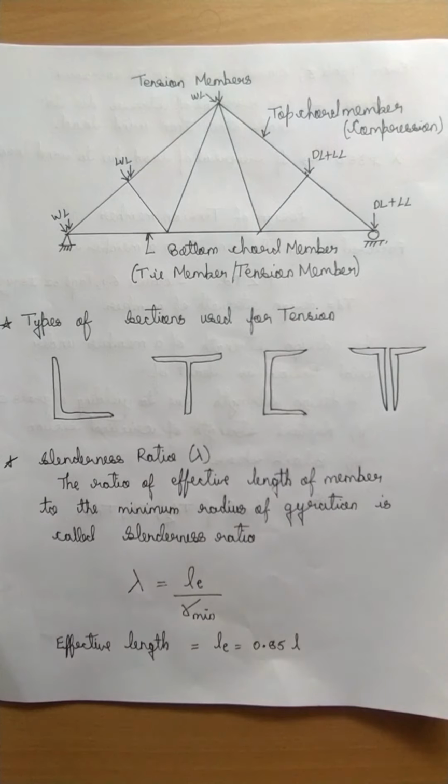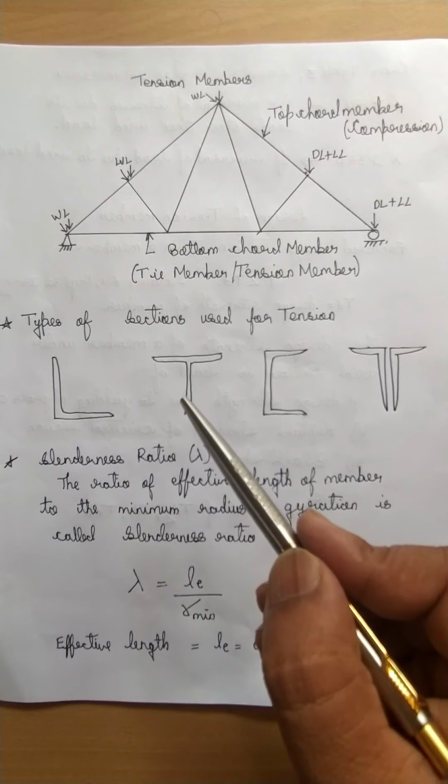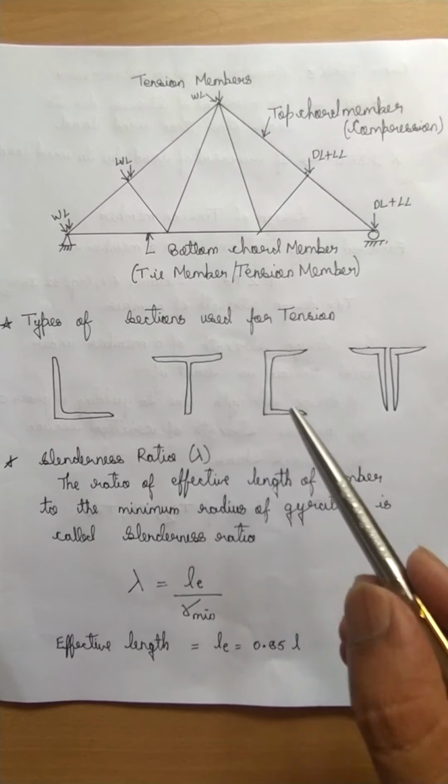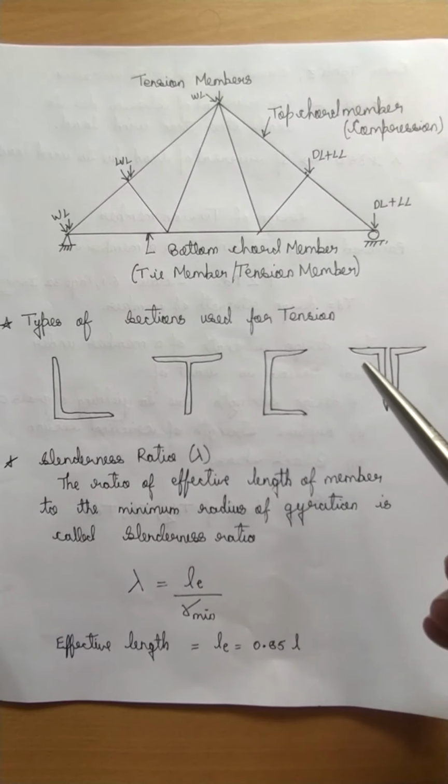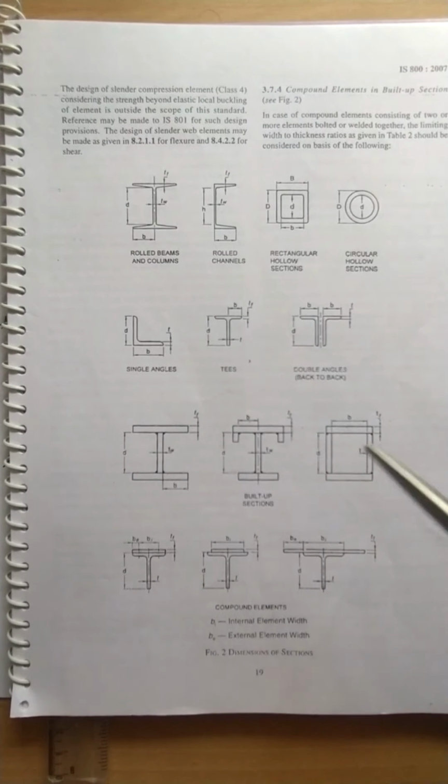Now let us see the first step, that is the types of sections taken for the tension members. There are n number of sections that may be taken. I have drawn a few. Say this is an angle section, this is a T section, this is a channel section, this is a double angle back to back. So these may be used in this truss member. There are n number of sections. I would like to show it in the code book. If you go to page number 19 of IS 800 2007, we have a number of sections. So you can use any of these sections for the tension members.